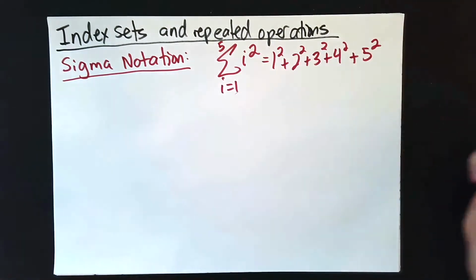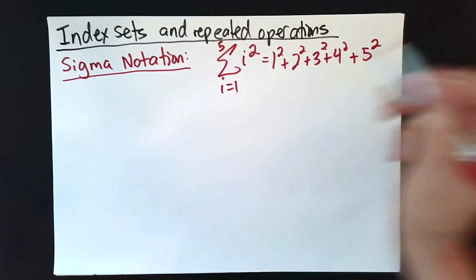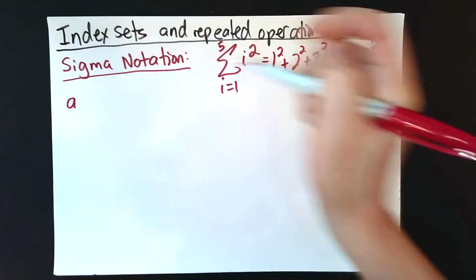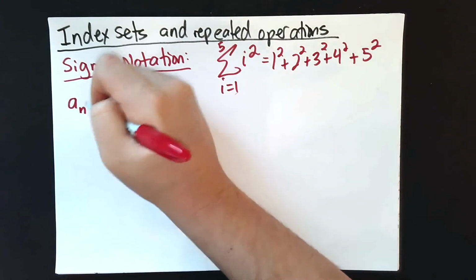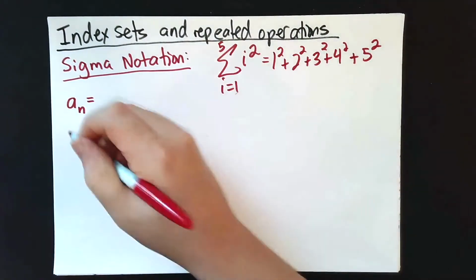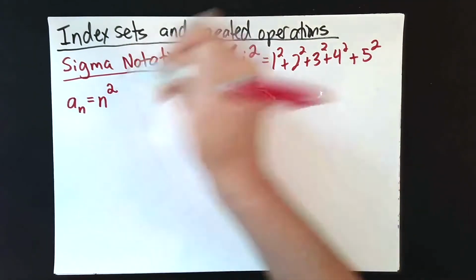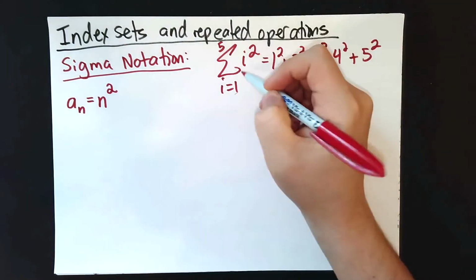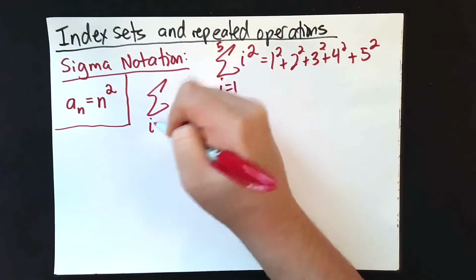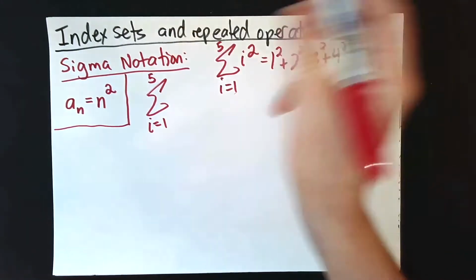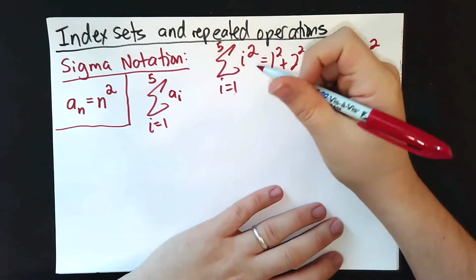Now, I'll note there's a lot of variations of how sigma notation is used. So, for example, often instead of writing out the i squared here, we might create a sequence where the nth term is n squared. And then you could write this same thing up here as the sum as i goes from 1 to 5 of a_i.